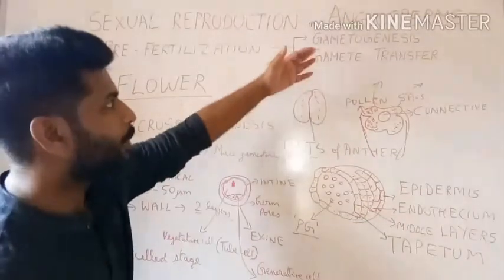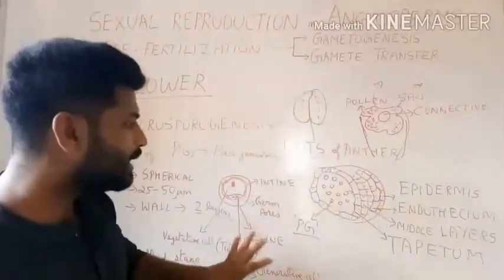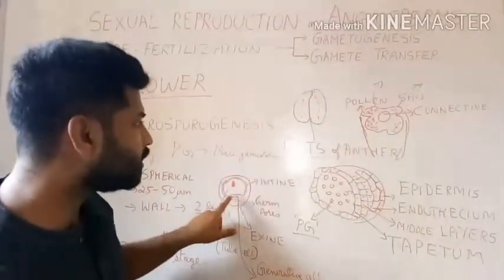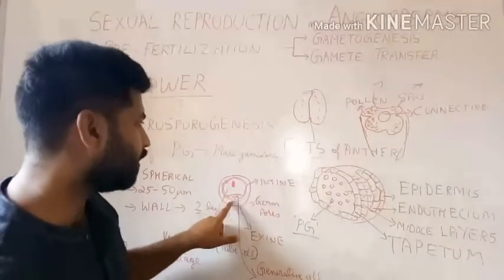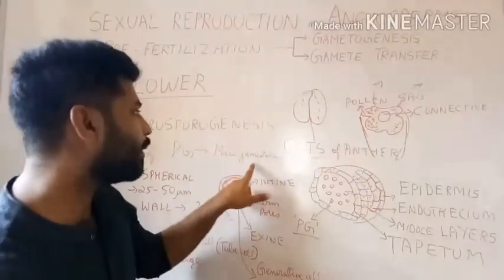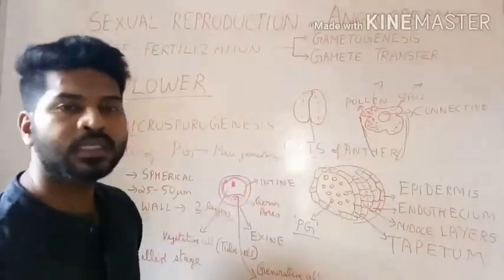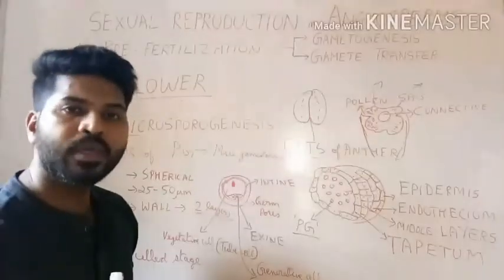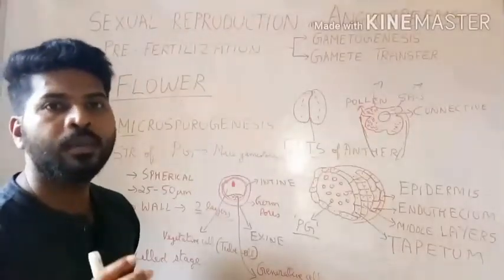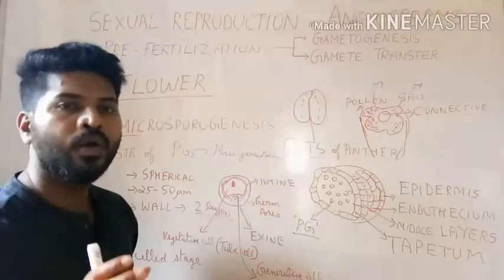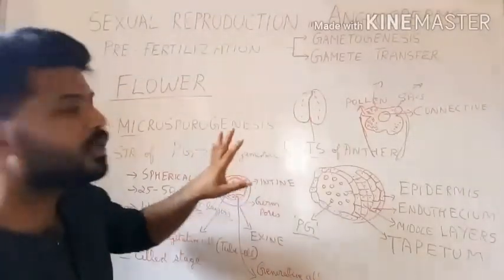So, male gametes are present in the pollen grain, which is called the male gametophyte. Next, we will discuss the female reproductive structure, that is the pistil, and what events happen in the pistil.